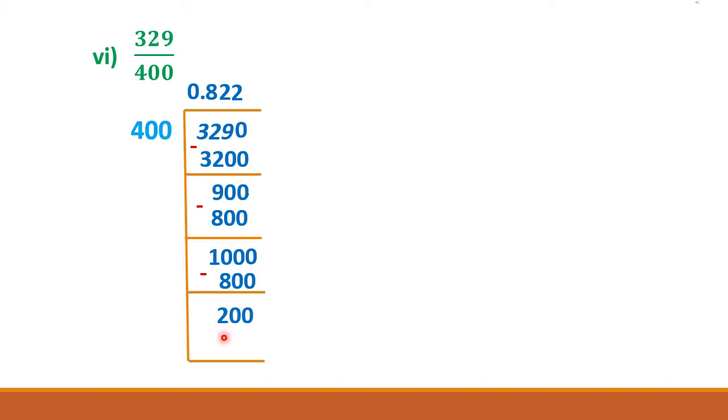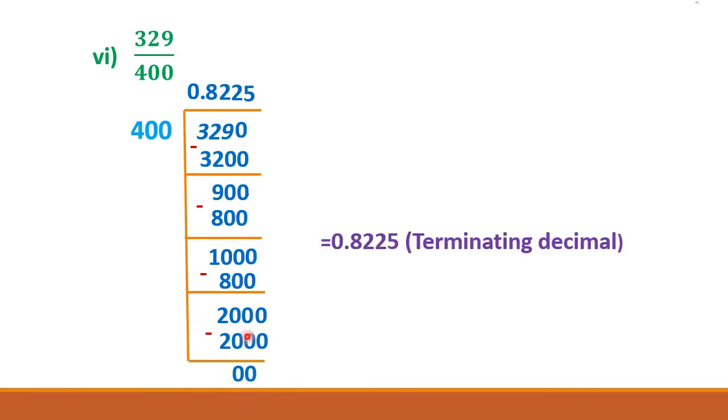We have to put 0 here. Now we have 2000. So 400 5s are 2000. We got remainder as 0. So we can say that this is a terminating decimal, isn't it?